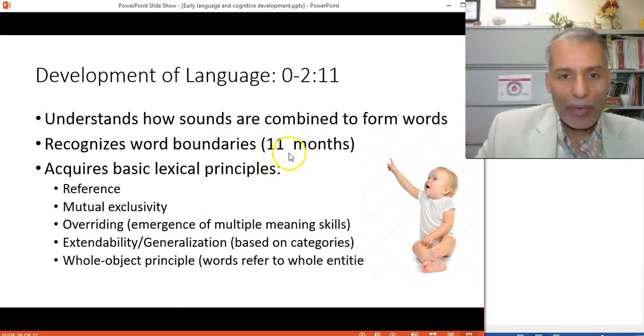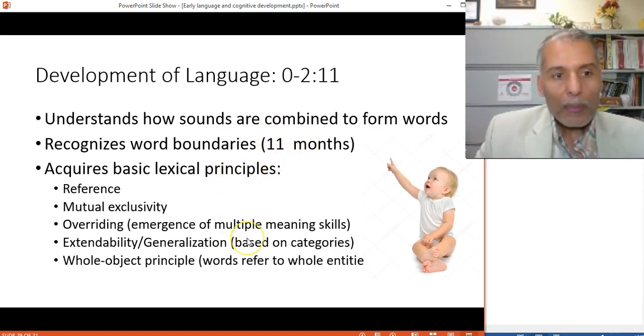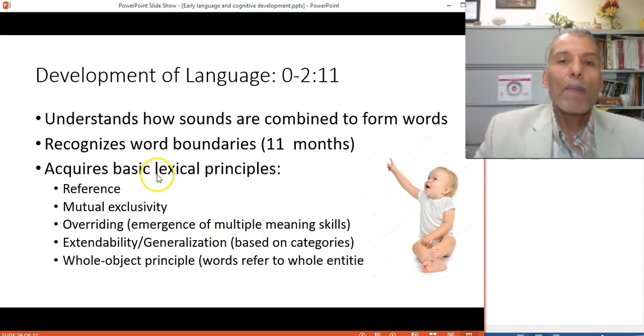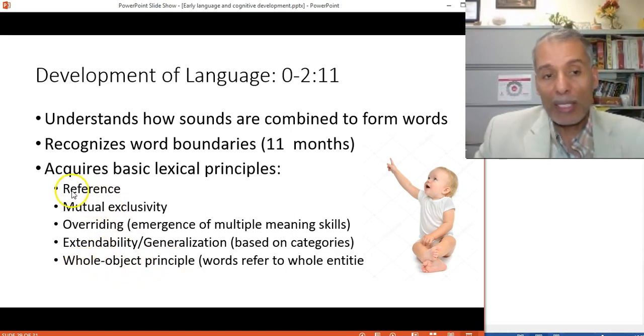But generally they can recognize the boundaries. The basic principles of word learning include reference, mutual exclusivity, overriding, extendability, and whole word principle. That means these are the instruments that they use in order to acquire words.